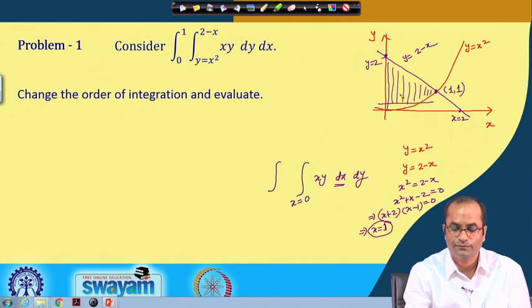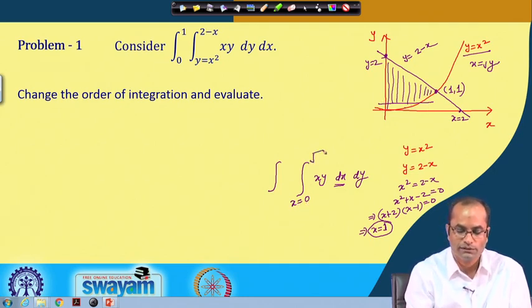We have the limit of x: it always enters through x is equal to 0 and leaves through y is equal to x square, that means x is equal to square root y. So, here x goes from 0 to this parabola, which is square root y, and this is up to the point y is equal to 1. So, y goes from 0 to 1.